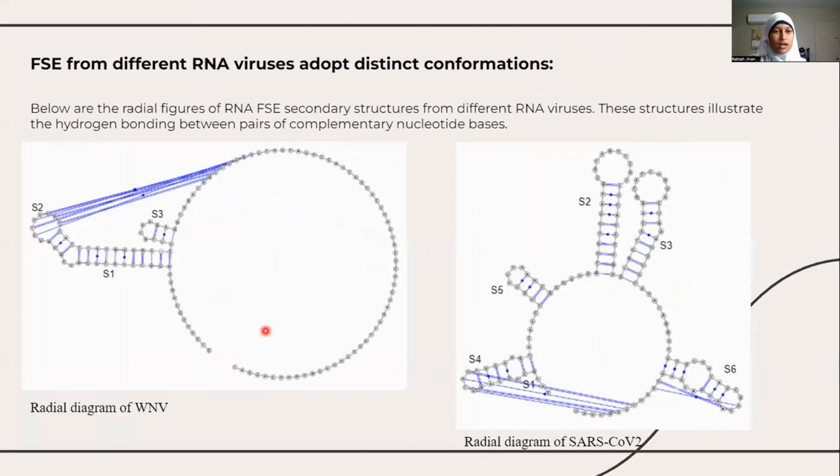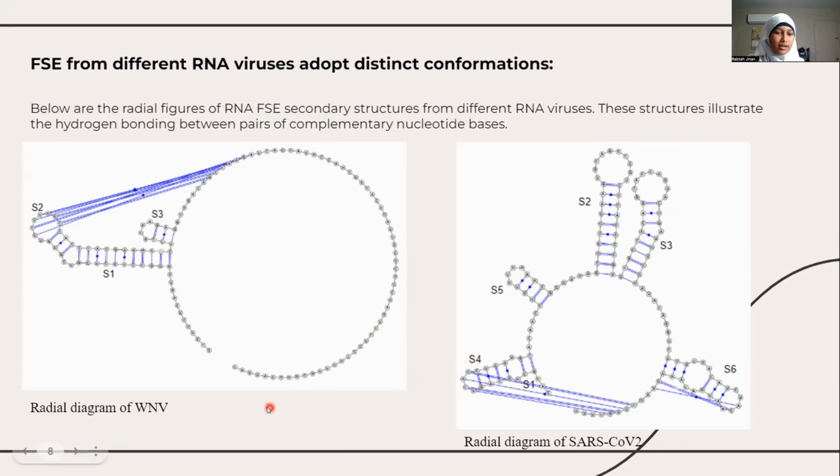So to understand the conformational landscape of each FSE from the RNA viruses, we ran the IPknot web server. And below are the radial figures of the RNA FSE secondary structures from the different RNA viruses. These structures illustrate the hydrogen bonding or base pairing interactions between pairs of complementary nucleotide bases.